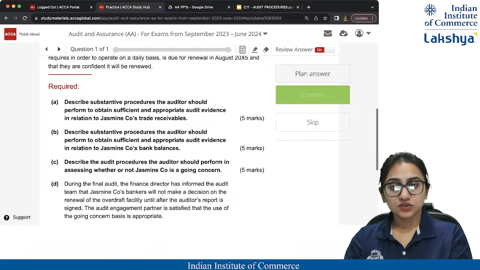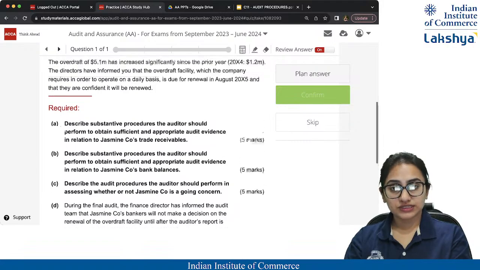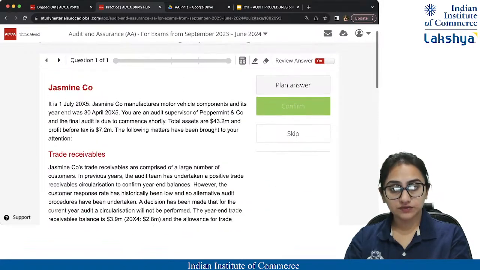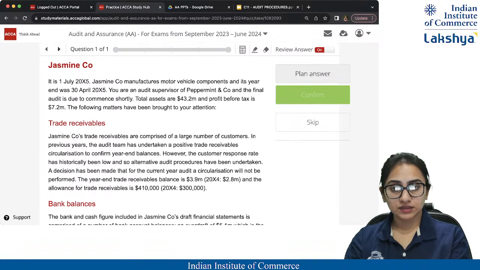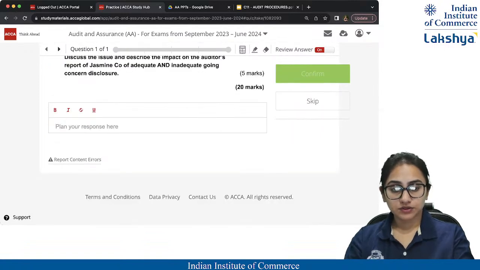So first let's solve substantive procedures on receivable. So we'll take information from receivable and solve that. So plan your response here.